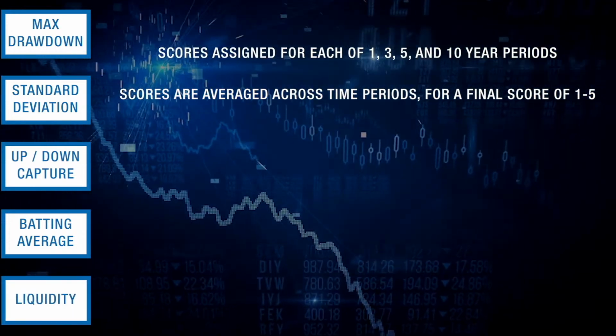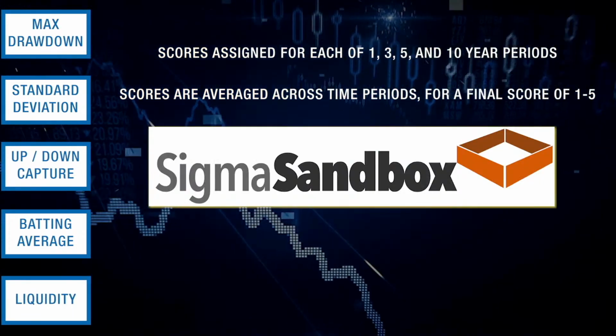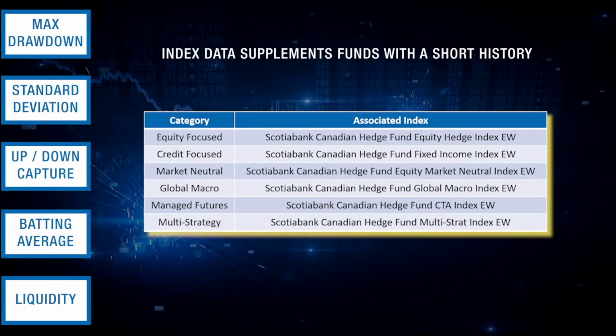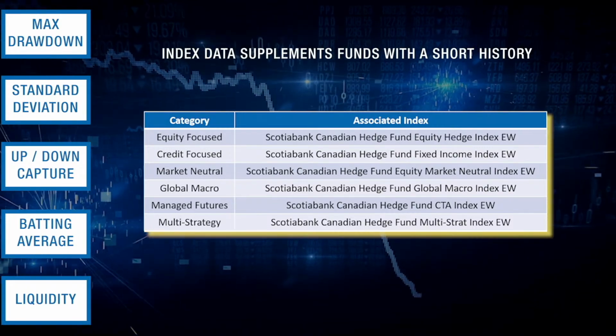We also add a liquidity score that was developed in partnership with Sigma Sandbox. To be consistent with regulatory requirements for retail funds, we use 10 years of performance history for each fund. Funds that don't have 10 years of history are supplemented with proxy index data based on the investment strategy of the fund and how it fits into one of 6 categories.